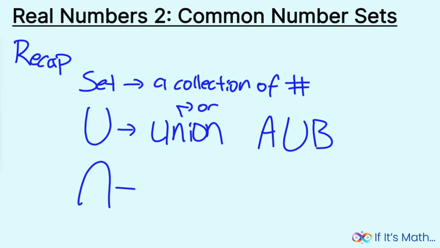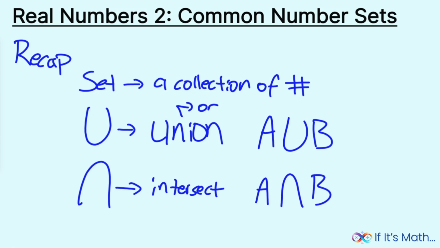Then we had the companion that was intersect. So that looked like the upside down U. Remember, that was intersect. So if we were saying A intersect B, that's all numbers that are in A and B. So that's that key difference there. So when we're talking about our union, we're in or. We're talking about intersect, we're in and. So it's going to be important because we're going to talk about how we put some of these sets together.